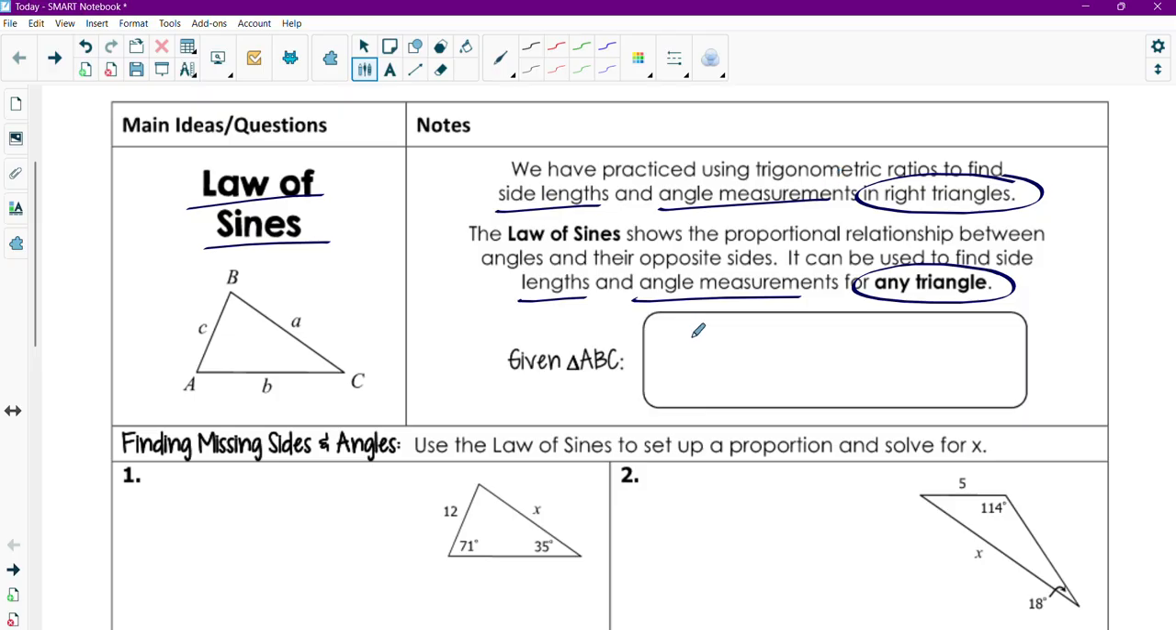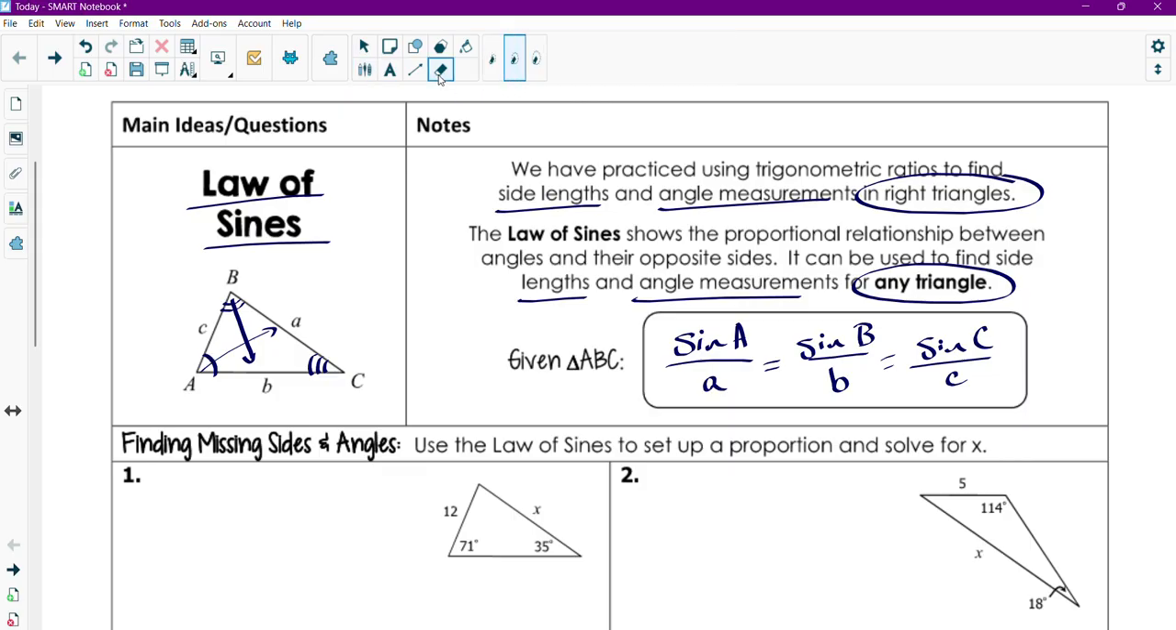It's actually pretty simple, the law of sines itself. It says that sine of A, so sine of that angle, over lowercase a, that's the side length opposite that angle, equals sine of B over the side that's opposite that angle, and that equals sine of C over lowercase c, that's the side that's opposite that angle. So it's the relationship between sine of an angle and the side that's opposite that angle.